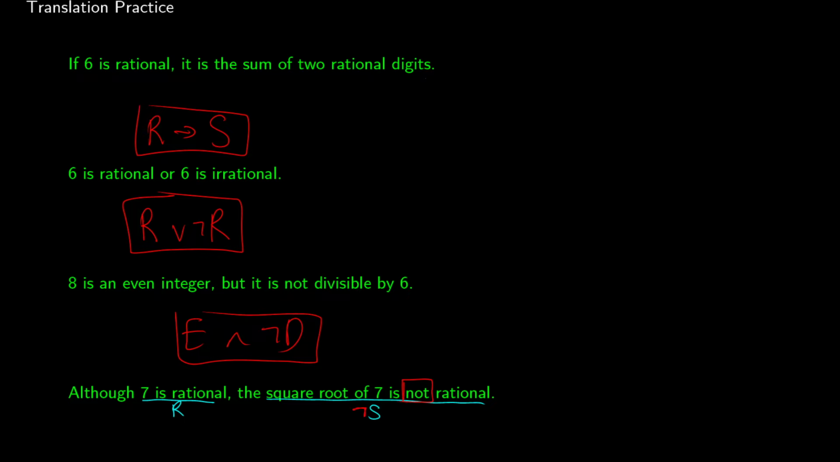Now here's the question. What's our connective? We have R, we have not S. The only word we have left to deal with is although. But it's not in between R and not S, it's just out front. So what does this mean? Well, although is still and. 7 is rational and the square root of 7 is not rational. And if we want, we could even move it in our minds to make the sentence sound more like the logic. 7 is rational, although the square root of 7 is not rational. Okay, so we could do that. And that would give us our paraphrase to get R and not S.